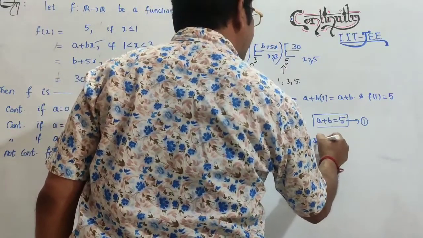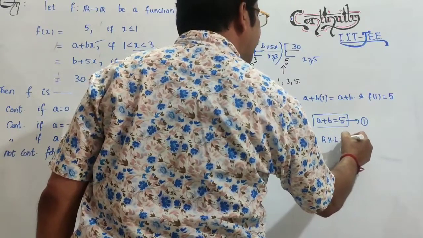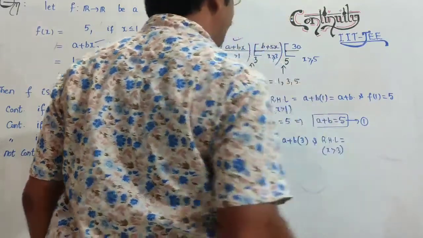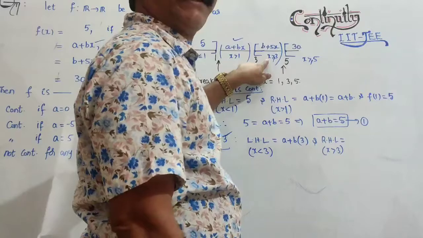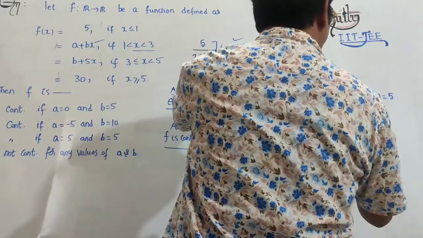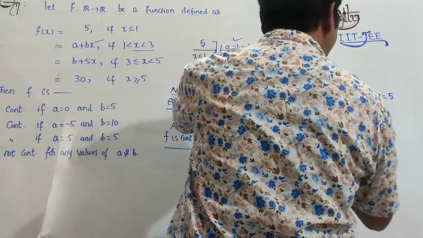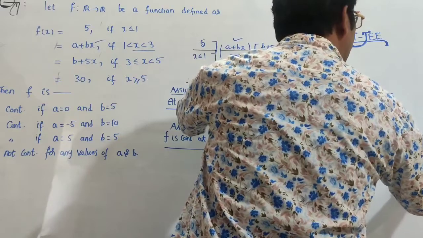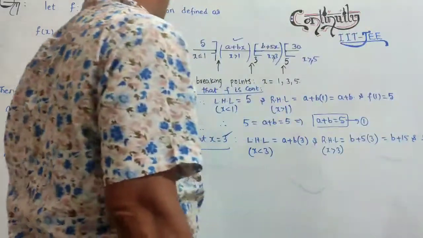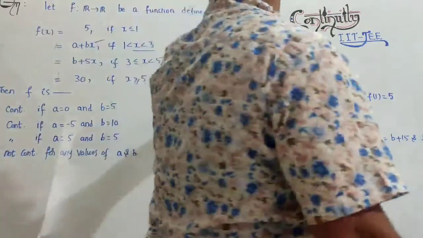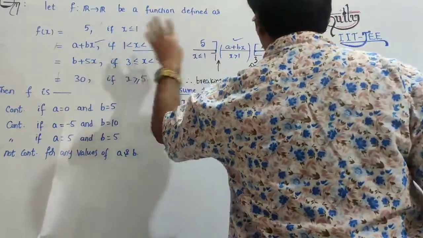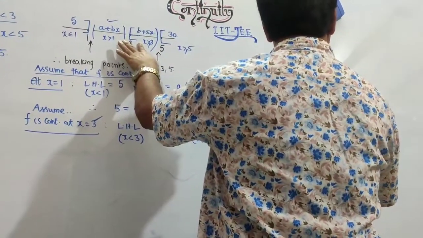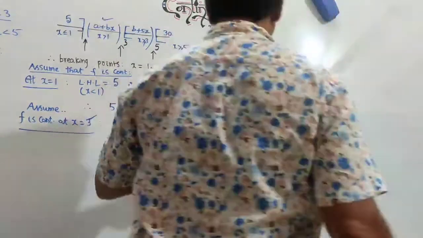So next, what about the right hand limit? It is what? x is greater than 3. This is the x greater than 3 area. So b plus 5 into 3, so that is equal to b plus 15. And what about f of 3? f of 3 means x equal to 3, this one or this one. So again b plus 5 into 3, that is equal to b plus 15.